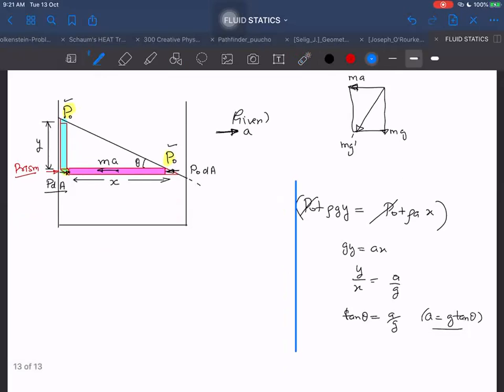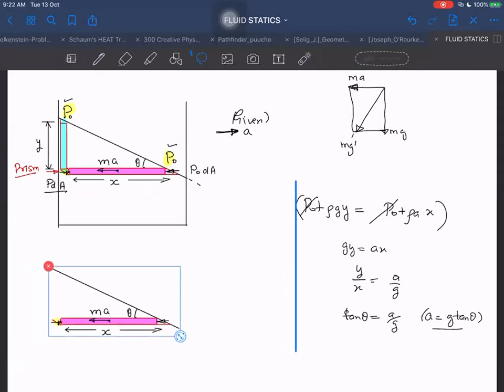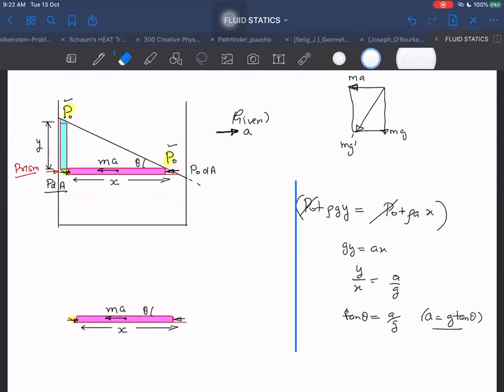So what I want to do now is write the equation properly, analyzing this part. Let me copy it to another place. I want to make its free body diagram separately. From one side, the pressure force is P naught into dA. The force from the left hand side is P into dA. Pseudo force is M into A. So my equation is P into dA is equal to P naught into dA plus M into acceleration.